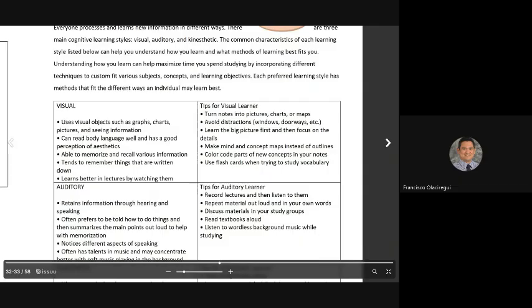Tips for visual learners: Turn notes into pictures, charts, or maps. Avoid distractions like windows, doorways, etc. Learn the big picture first and then focus on the details. Make mind and concept maps instead of outlines. Color code parts of new concepts in your notes. Use flashcards when trying to study vocabulary.